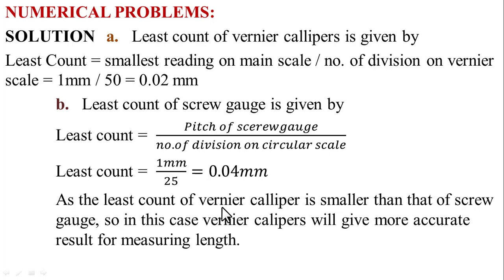As the least count of the vernier caliper is smaller than that of the screw gauge, in this case the vernier caliper gives the more accurate result of measuring length.